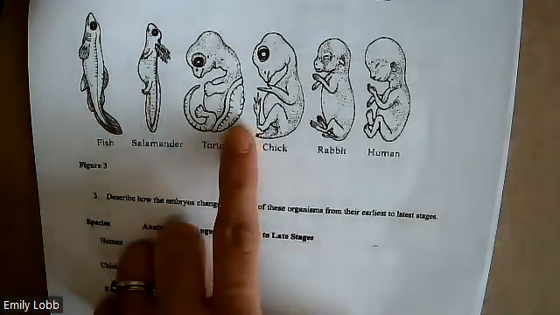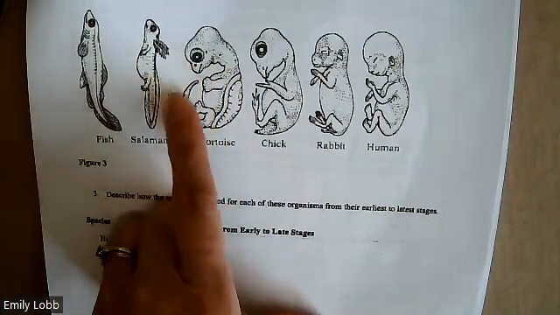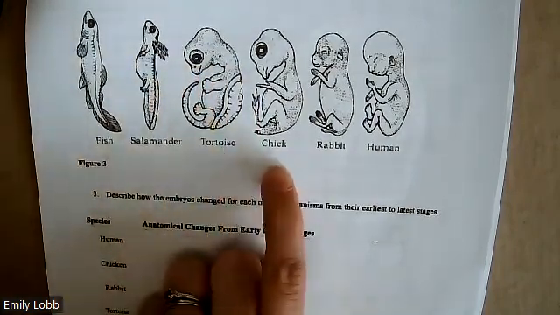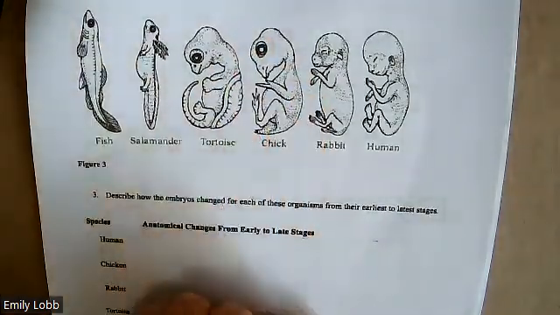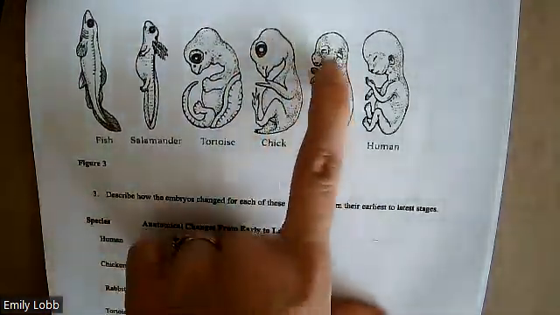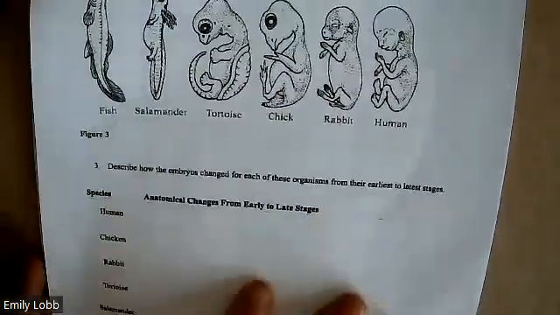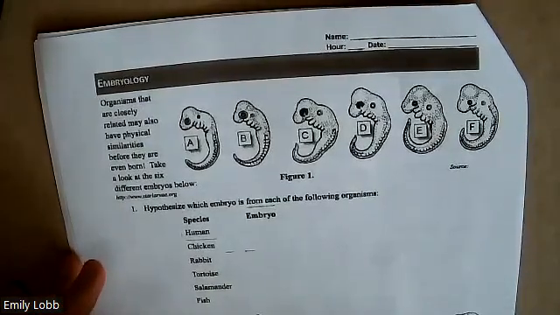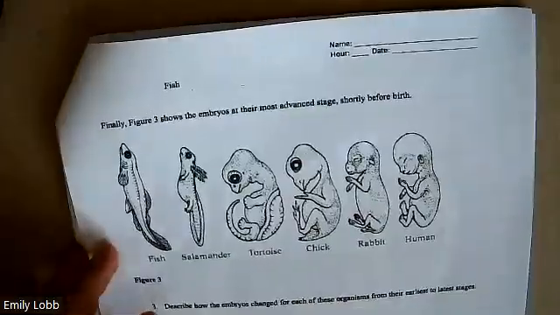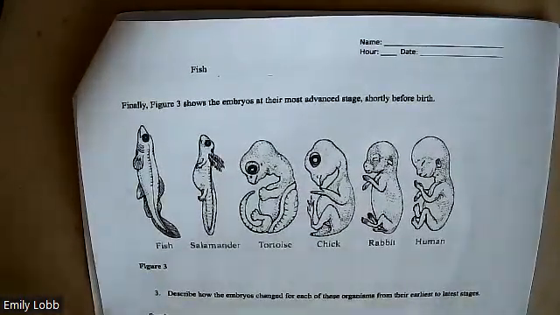Certain parts of the tortoise changed to what? The shell, the tail, legs. Certain parts of the chick changed to legs, arms, that whole deal. So just list a few things about how they changed from their earliest in figure 1 to their latest in figure 3. All right, take about 5 minutes there.